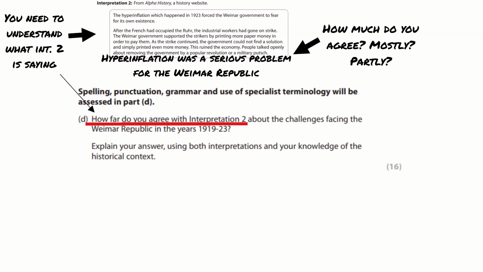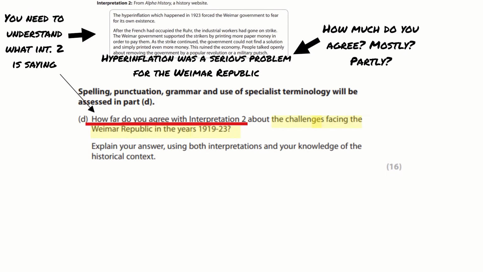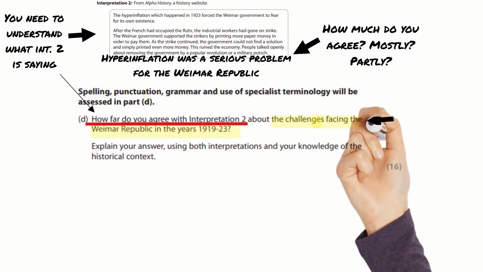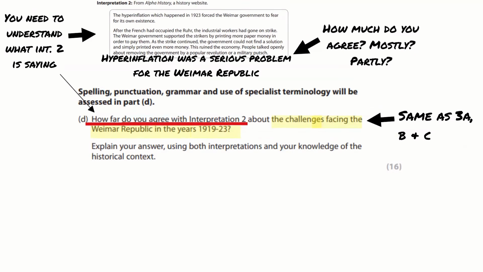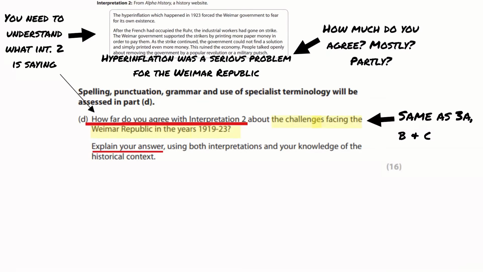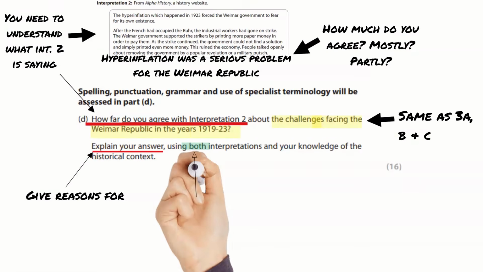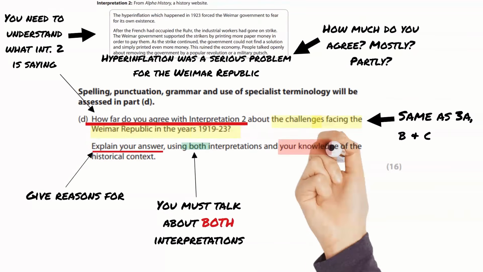It then gives the focus of the question, which is the challenges facing the Weimar Republic in the years 1919 to 23. This is exactly the same focus for all of question 3, so you should have this clearly in your mind by the time you reach question 3D. Finally, the question says, explain your answer using both interpretations and your knowledge of the historical context. So this means that we need to make sure we are talking about both the interpretations and we are bringing in our own knowledge of the events.